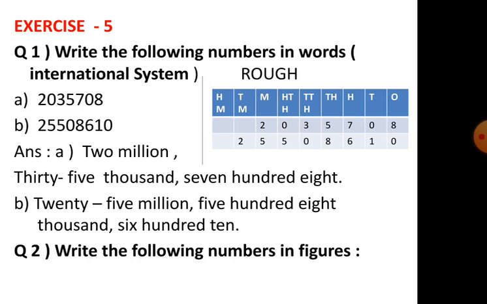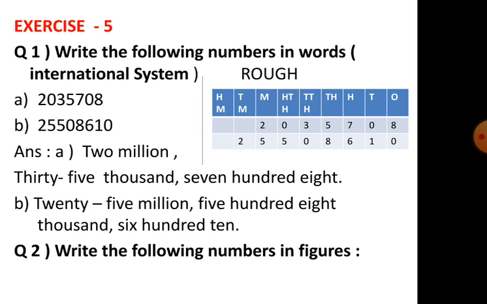Write the following numbers in words. We will make our international place value chart in rough, and then place the numbers. After placing them, we can see that for A it is 2 million 35,708. For number B it is 25,508,610. In this way we'll do the rest of them. We'll make the place value chart.